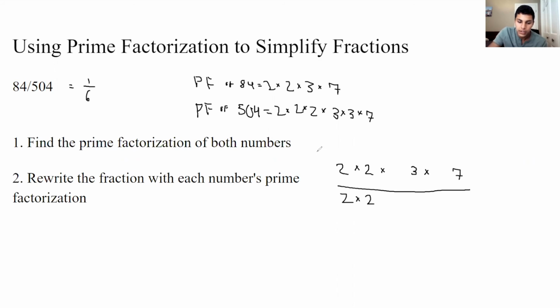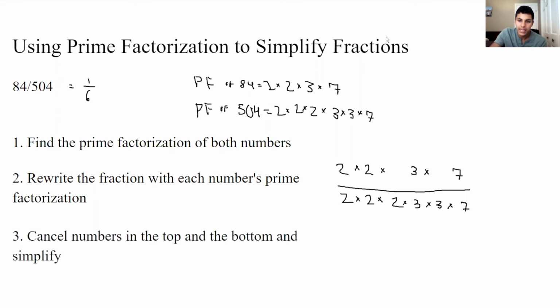So for the denominator, the prime factorization of 504 is 2 times 2 times 2 times 3 times 3 times 7. So now we've rewritten our fraction with the prime factorizations. And the final step after we've done that is to cancel numbers in the top and the bottom. Now, since we're multiplying all these numbers in the numerator and denominator, there's something special we can do now.